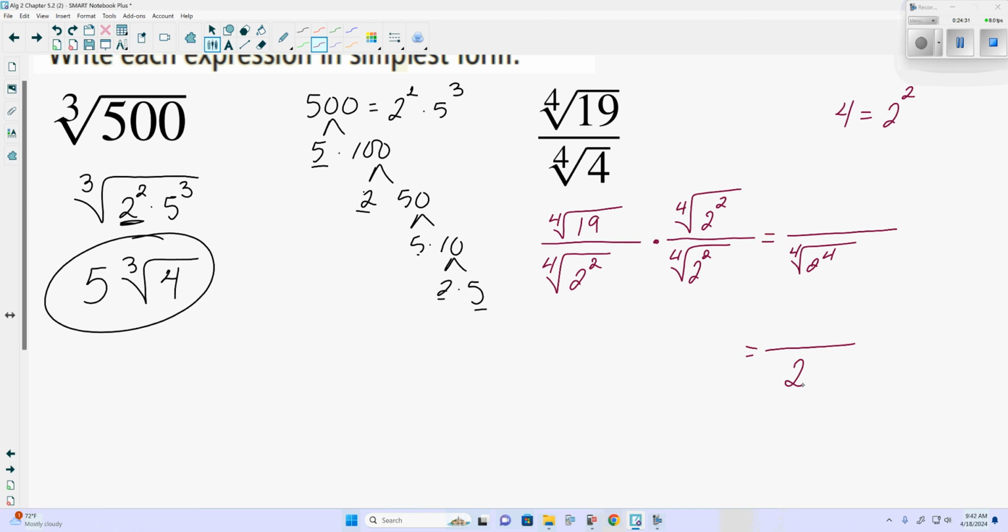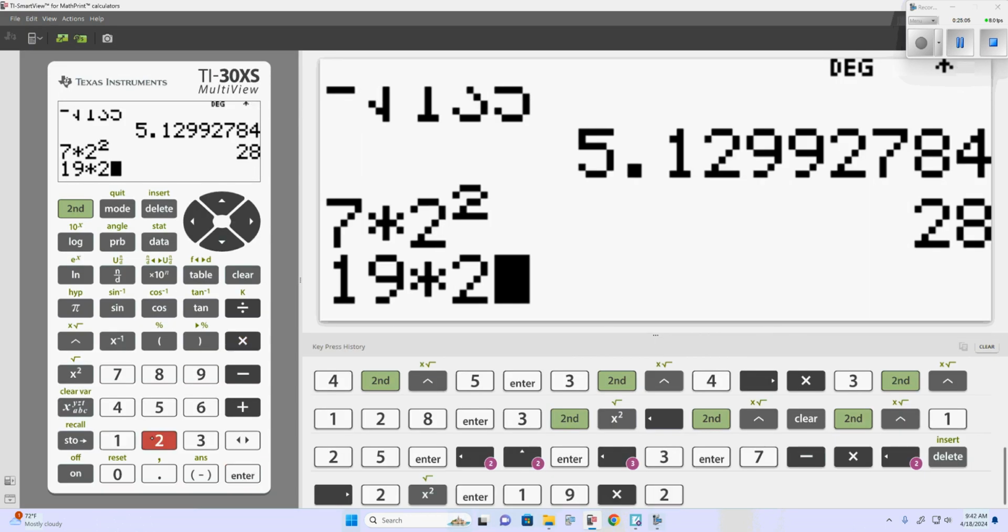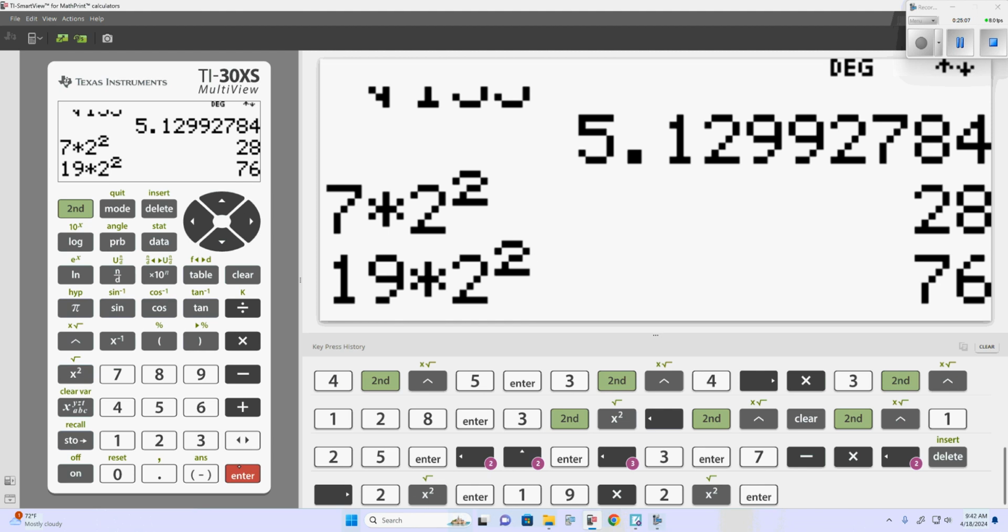On top, 19 is prime. It's one of our prime numbers. So we do have the fourth root of 19 times 2 squared. Since 19's prime, we're not going to be able to take a fourth root of it nicely. We can just see what that product is. 19 times 2 squared is 76.